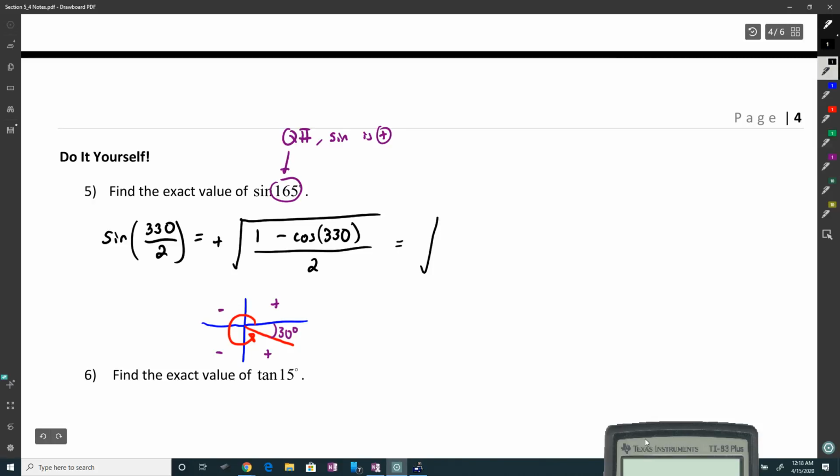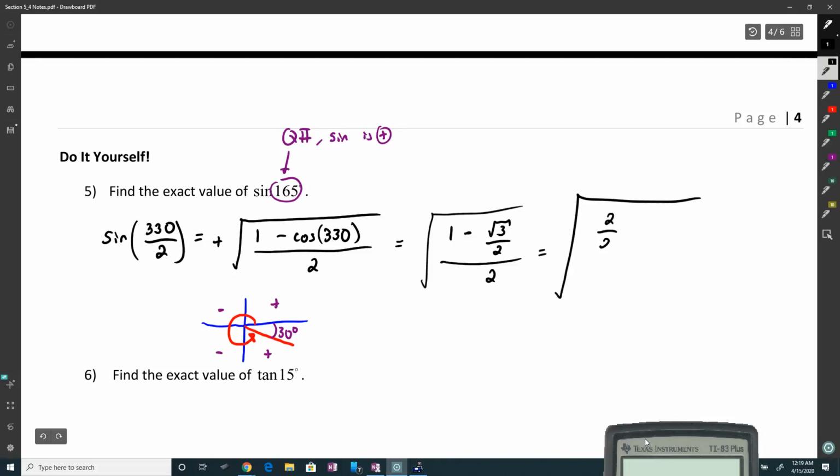So here I have the square root of 1 minus, and then cosine of 30 is square root of 3 over 2, all over 2. Just like we did last time, I changed the 1 into a 2 over 2. So that becomes 2 minus square root of 3 over 2, over 2.